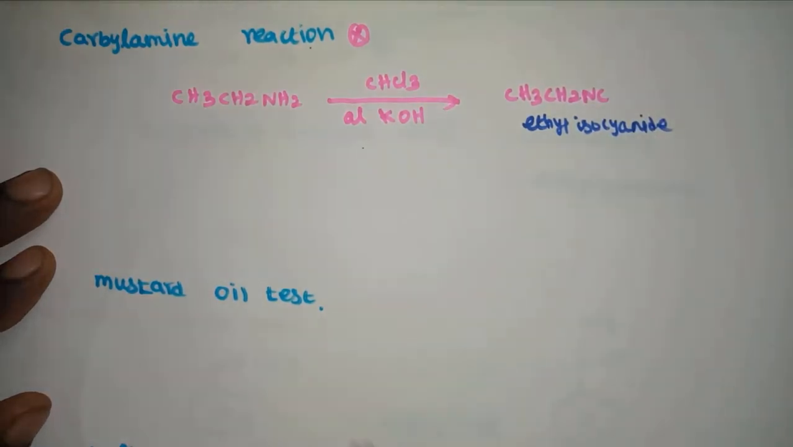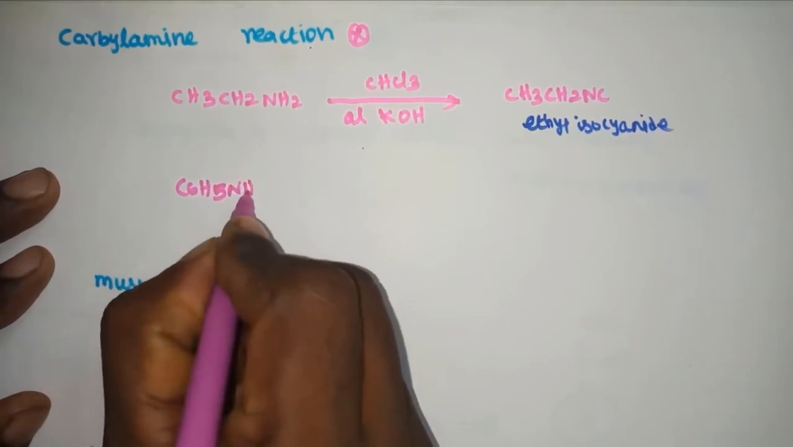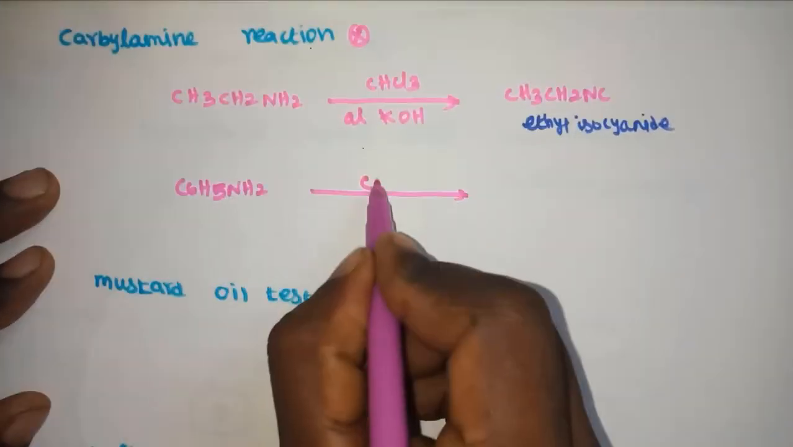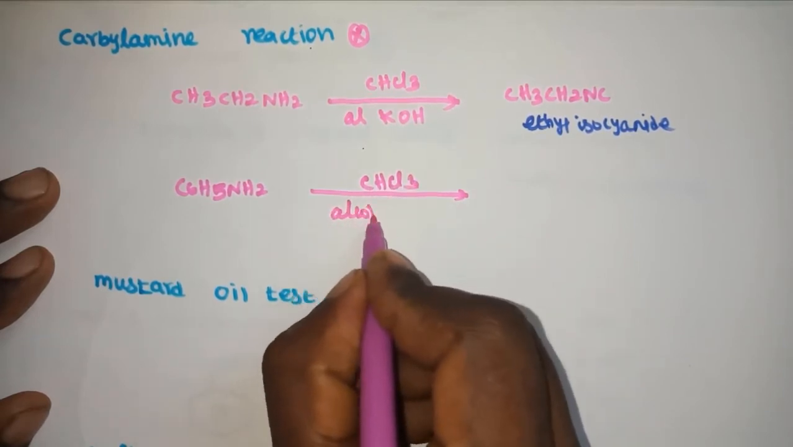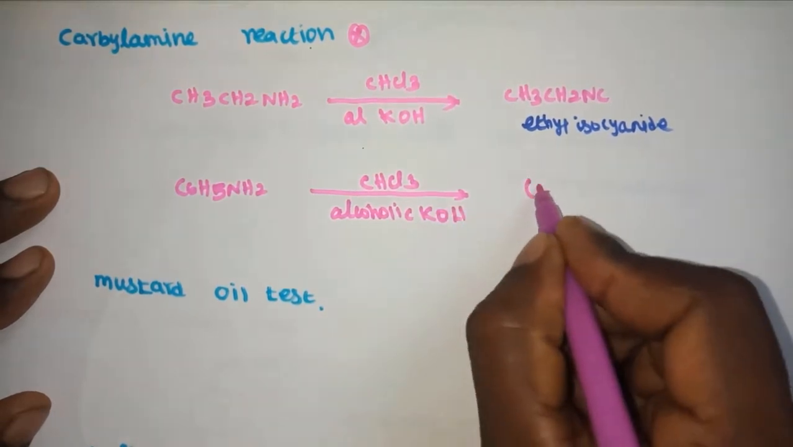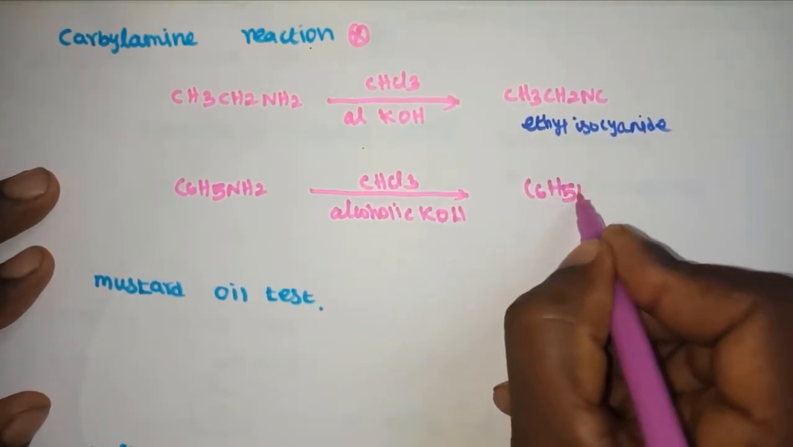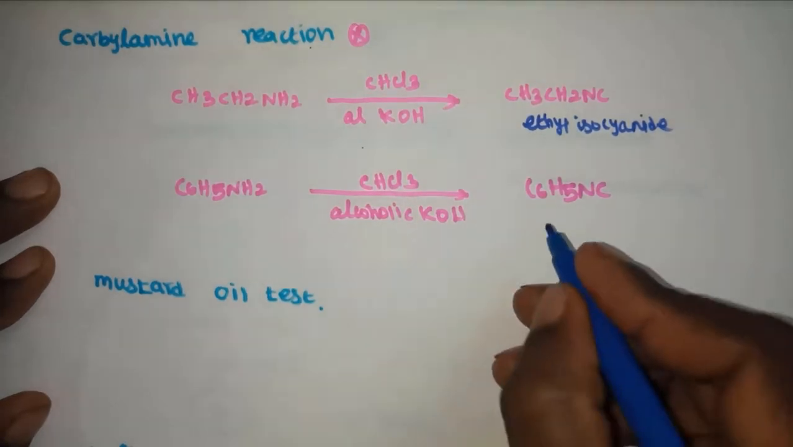Next example, C6H5NH2. The name of this compound is aniline. It reacts with chloroform, CHCl3, and alcoholic potassium hydroxide to form C6H5NC. The name of this compound is phenyl isocyanide.